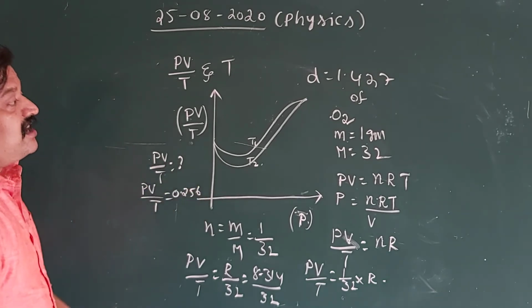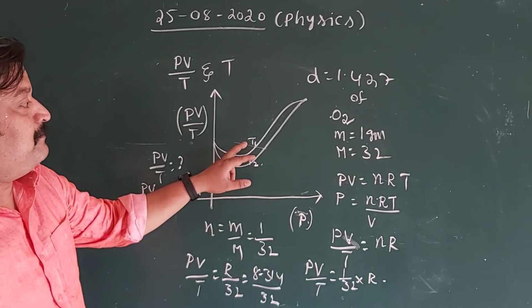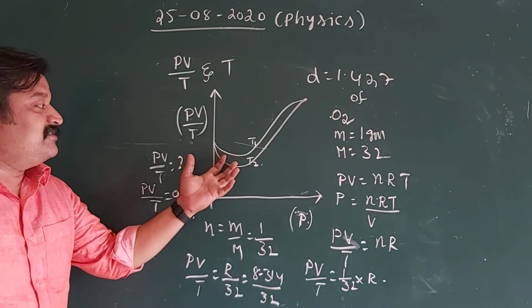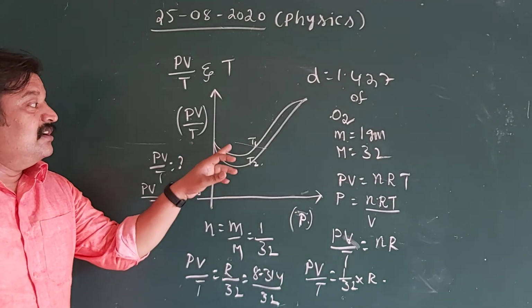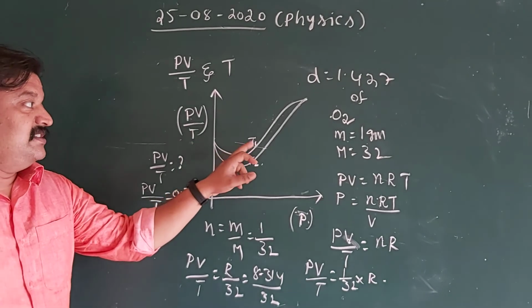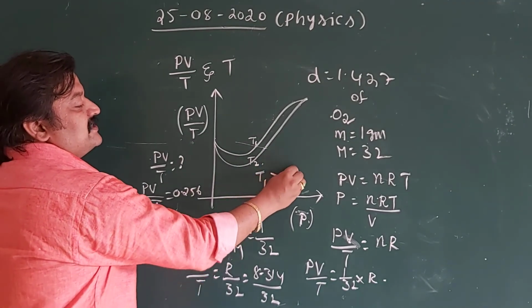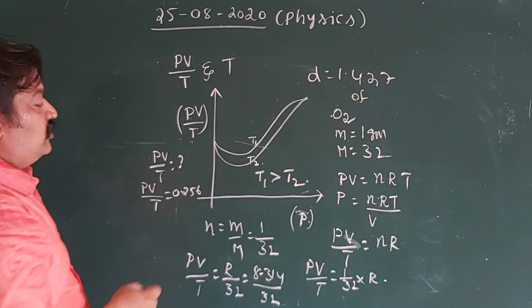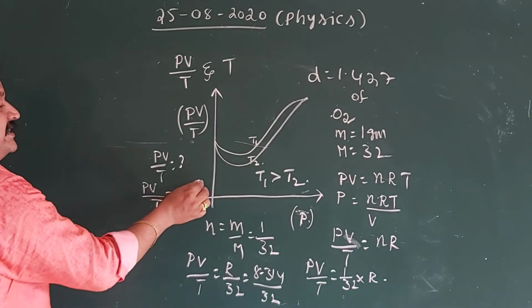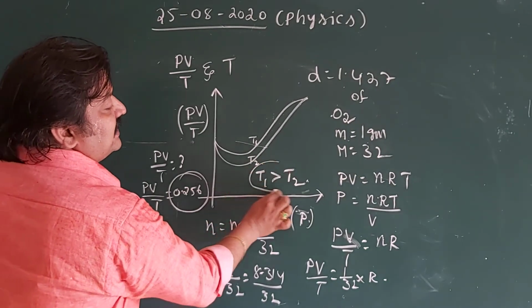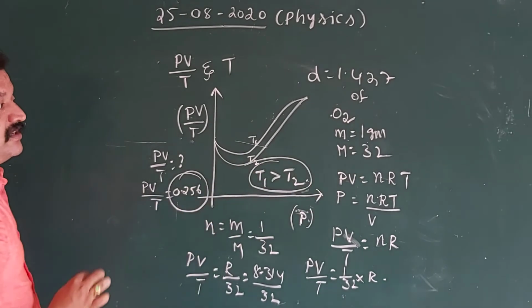And they also asked to find the relation between absolute temperatures T1 and T2. We know very well that a real gas acts as an ideal gas at low pressure and high temperature. So this is a perfect ideal gas. Hence from the graph it is clear that T1 is greater than T2. Hence the fourth option is correct: PV by T is 0.256 and temperature T1 is greater than T2. So the fourth option is correct for the given question.